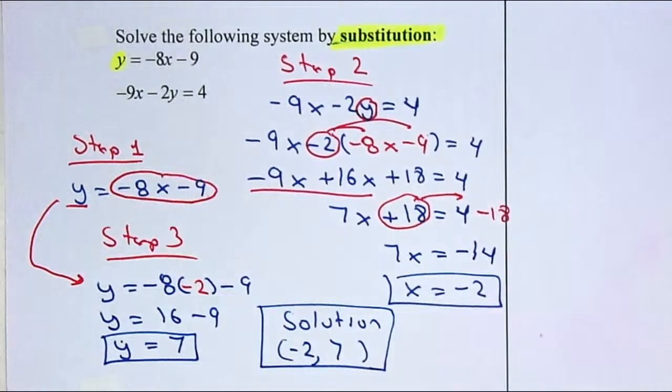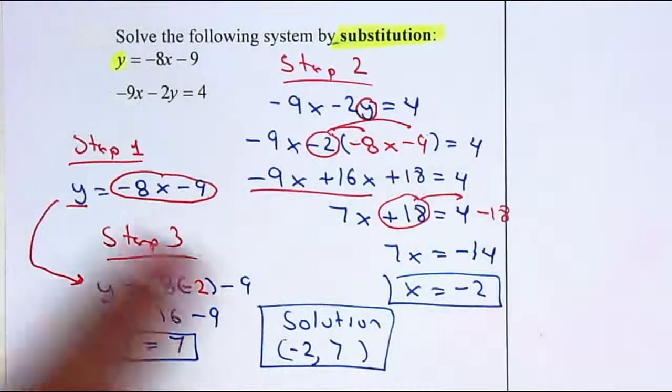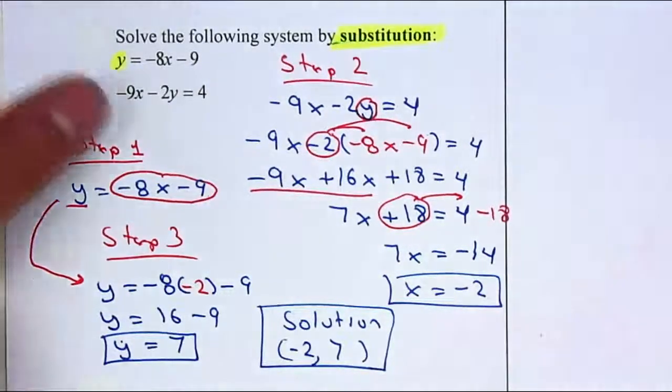Now if you want to double check your answers, you can always plug in y equals 7 and x equals negative 2, and that should give you a true statement. You can do that for both equations.